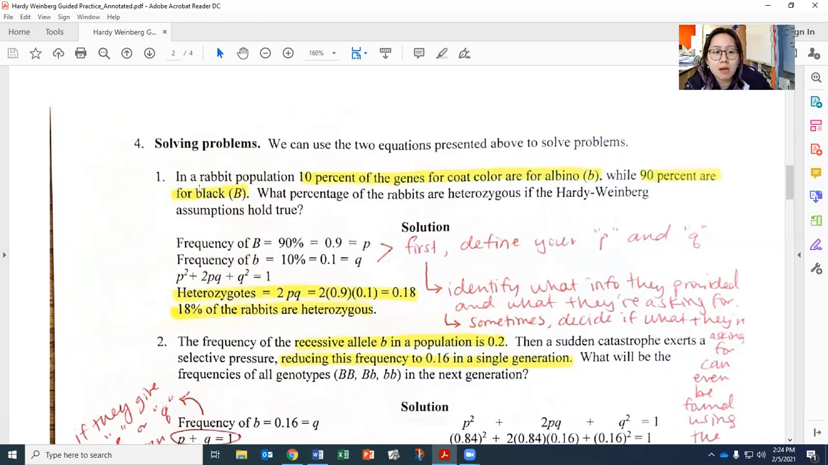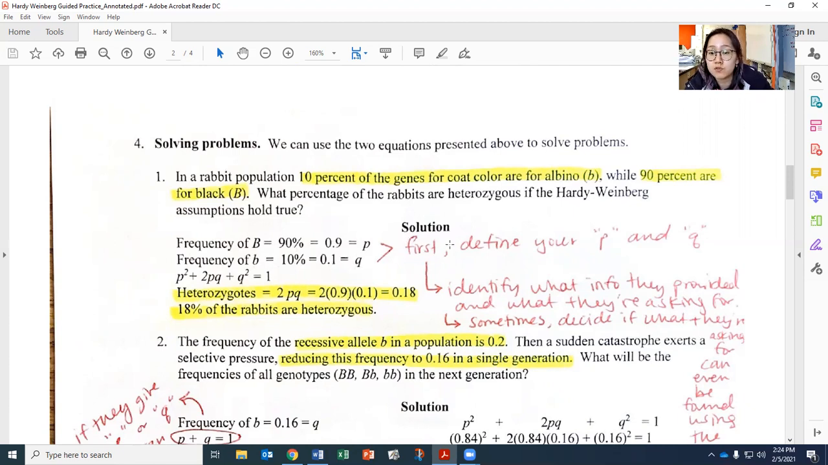So in a rabbit population, 10% of the genes for coat color are albino, which is lowercase b. So that's the recessive, while 90% are for black, capital B. What percentage of the rabbits are heterozygous if the Hardy-Weinberg assumptions are true? Well, what they gave us is that the frequency of the capital B allele is 90%, which translates over to 0.9 equals p. The frequency of the lowercase b recessive allele is 10%, which translates to 0.1, and we'll represent that with q.